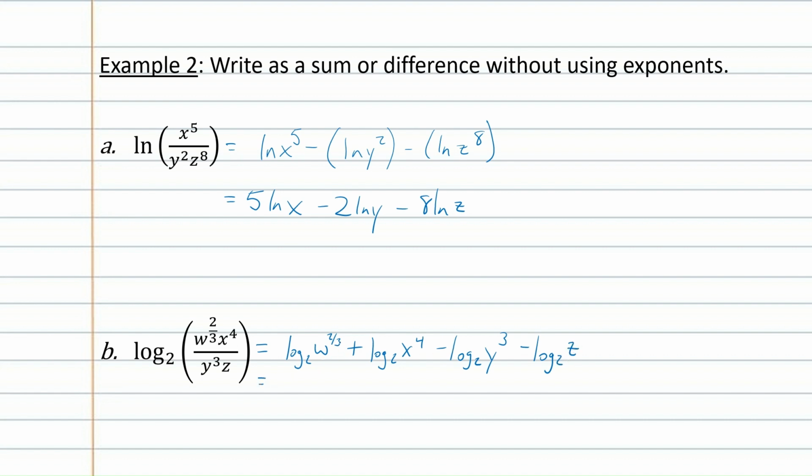Okay, now I need to bring the exponents forward. Even though my exponent here is a fraction, I can still bring it to the front. So I'm looking at 2/3 log base 2 of w plus 4 log base 2 of x minus 3 log base 2 of y. And then I don't have to bring anything forward for the log z, so I'm leaving log base 2 of z alone. That would be my final answer.